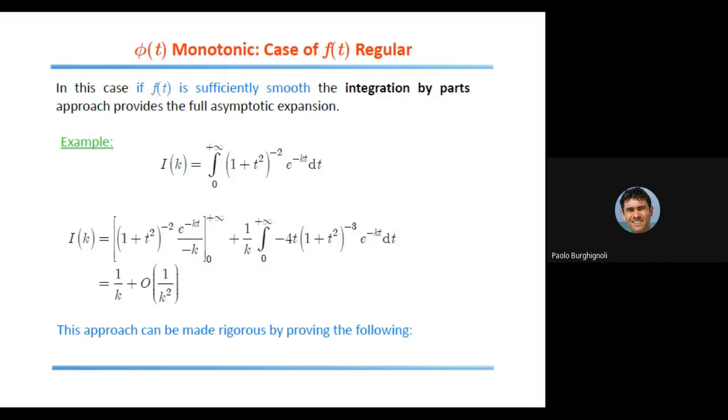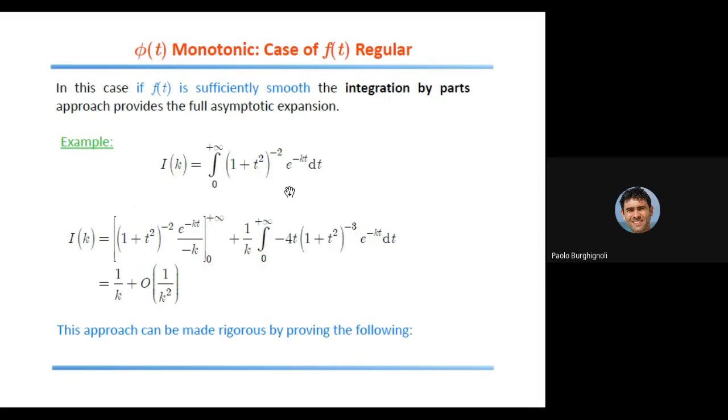Because in that case, integration by parts is the technique that allows you to find the asymptotic expansion of the integral. For example, take this function I of k, defined by the integral on the right-hand side, again from 0 to infinity. We have the exponential e to the minus kt, and the function f is the inverse of the square root of 1 plus t squared, which is a smooth function on the real axis. It's infinitely differentiable, no singularities, no discontinuities.